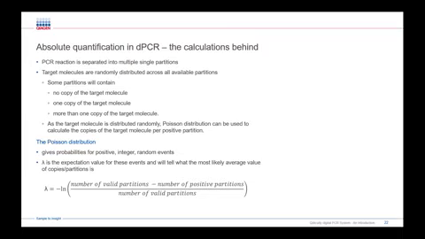The equation shown also demonstrates why we always need at least a few negative partitions in dPCR in order to do proper calculations. If each valid partition were a positive partition, then the numerator of this equation would become 0 and no further calculation would be possible.